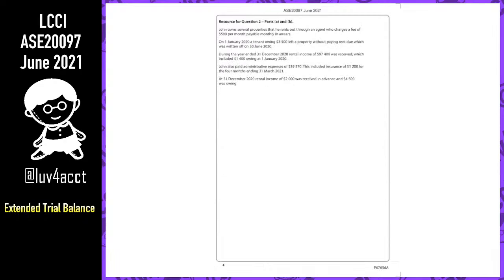So this one is actually other receivables and payables, prepayments and accruals. This type of question you should know already from the 2nd level. Let's see how much more difficult it is compared to 2nd level accounting. So let me write the topic first: other receivables and payables.